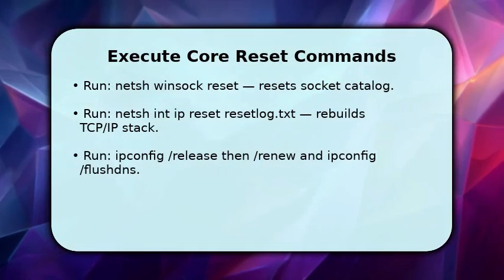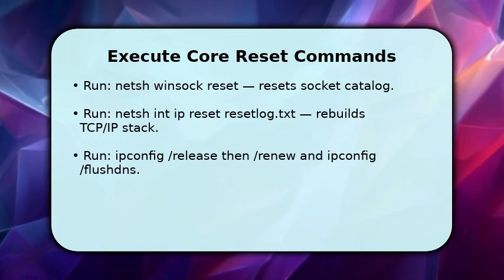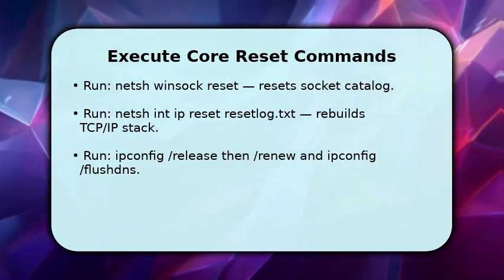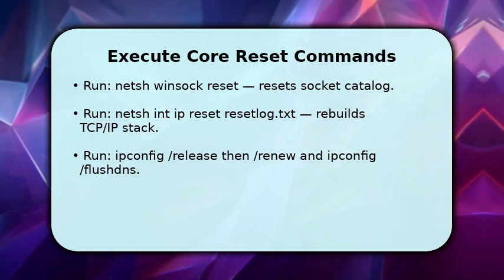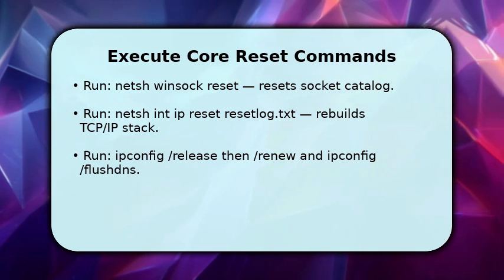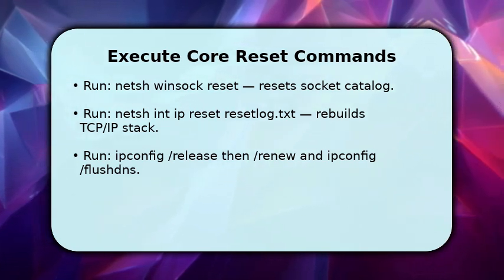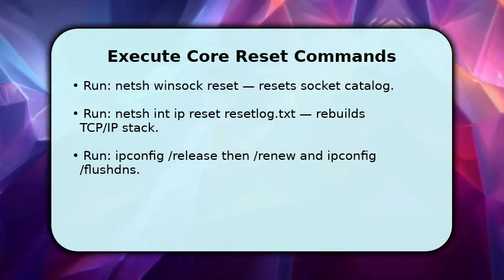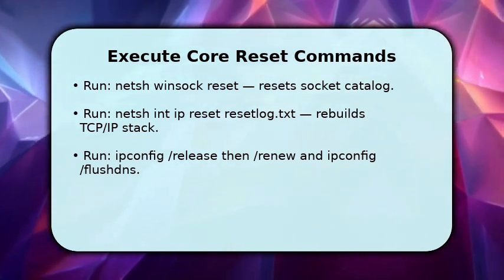You'll execute 3 groups of commands to restore network defaults and clear caches. First, run netsh winsock reset to restore the Windows sockets catalog. This fixes many application-level network errors. Next, run netsh int ip reset log.txt to rebuild the TCP/IP stack. This undoes corrupted protocol settings.